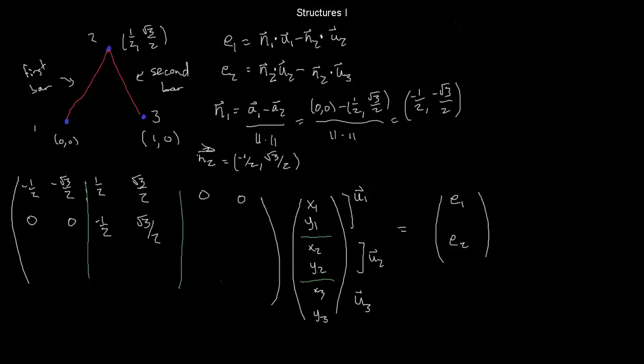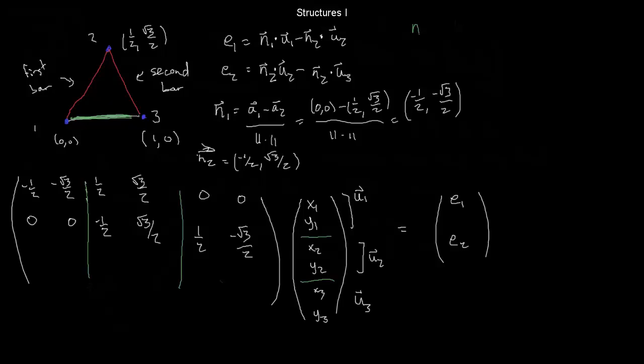Similarly, if I want my E2, I can compute it by taking N2 dot U2. I can get that by putting it in the second row in the second grouping, and similarly minus N2 dot U3. Now, if I wanted to add another bar to this, let's say I add a bar joining node 1 and node 3, then that's very easy to do. All I have to do is add an extra row to this matrix.